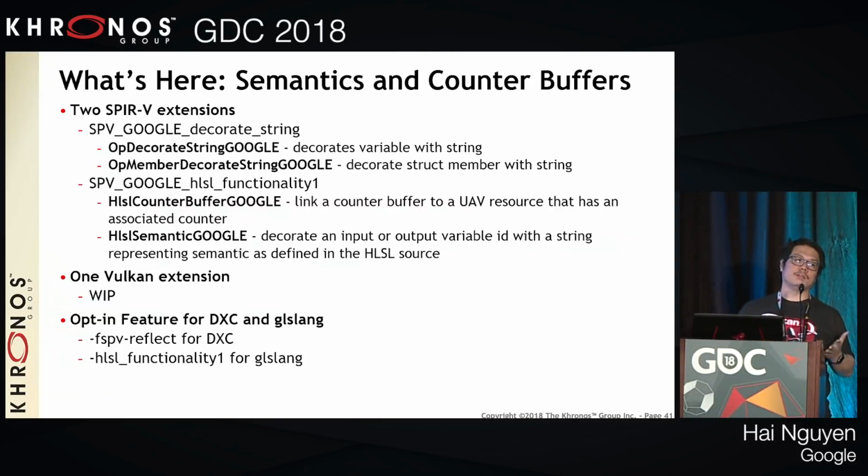Both of these are opt-in features for the compilers. To opt in for DXC, you do -fspv-reflect. And to opt in for GLslang, you do -hlsl-functionality1. I believe glslc supports -hlsl-functionality1 too, right? Tomorrow, okay, tomorrow.